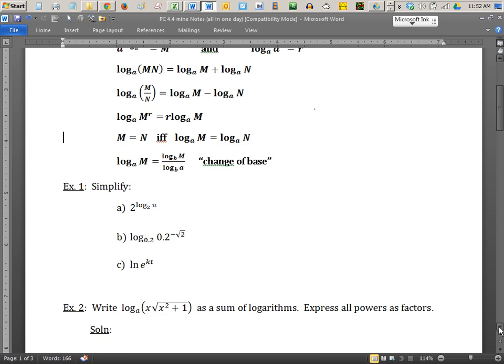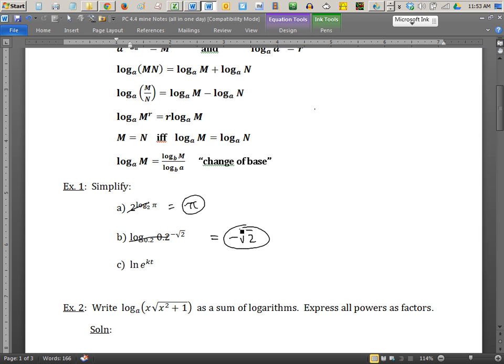Simplify. These ones are really easy to simplify. The first case we have is 2 raised to the log base 2 of something. In other words, this just cancels, and the answer is pi. And the next one is log base 0.2 of 0.2 to the something. This cancels out, giving us negative root 2.